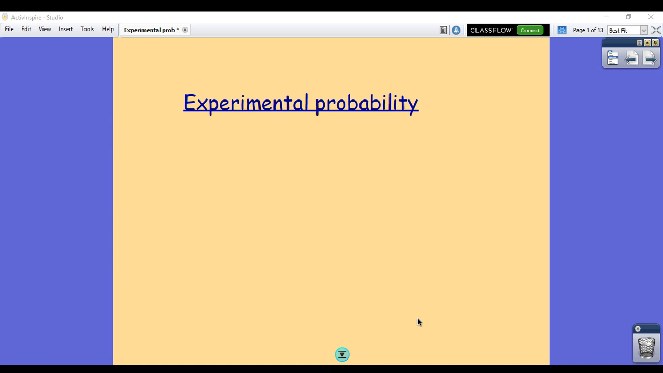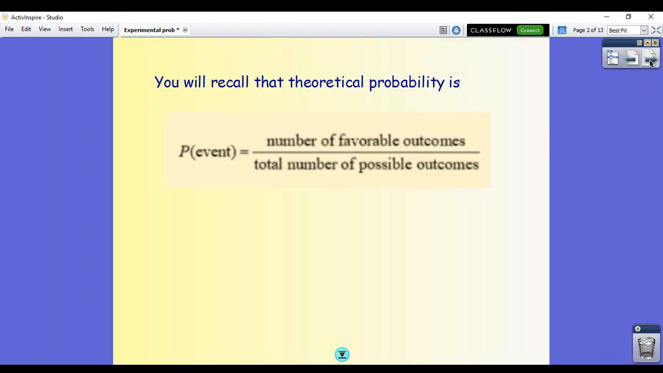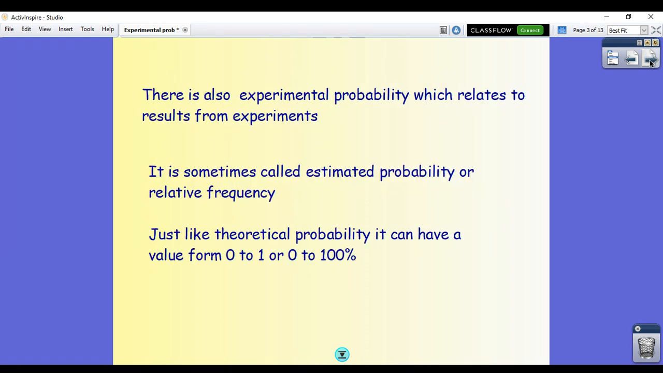Okay, so today we're going to look at experimental probability. We've looked at theoretical probability, and you'll recall that the theoretical probability is the number of favourable outcomes, what you're looking for, divided by the total number of possible outcomes. There's also this experimental probability, which relates to results from experiments. It's sometimes called estimated probability or relative frequency. So look out for those terms in exam questions as well.